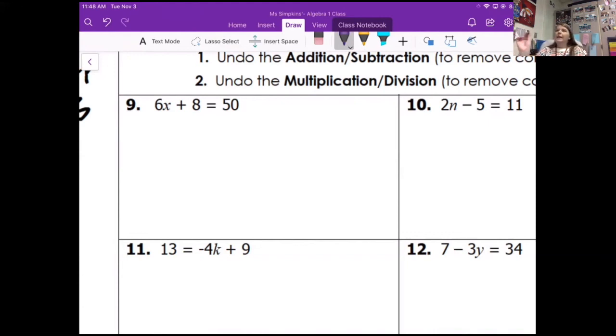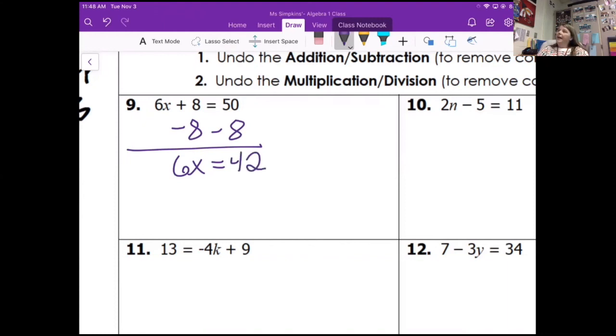So we're trying to get rid of a +8. And to do that, we want to do the opposite. The opposite of +8 would be -8. We want to do that to both sides. So on the left-hand side of that equal sign, I'm left with just 6x. What is 50 minus 8? 42.